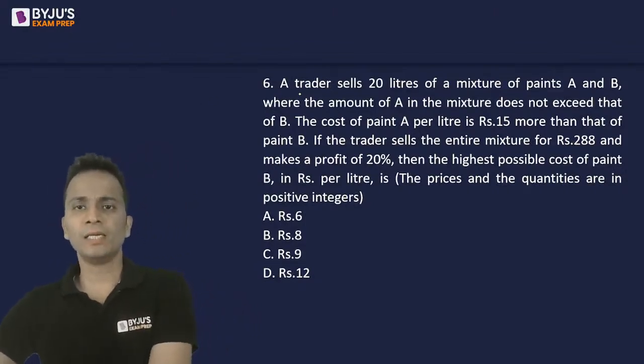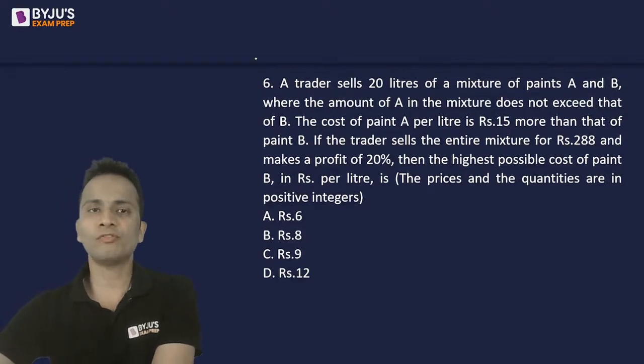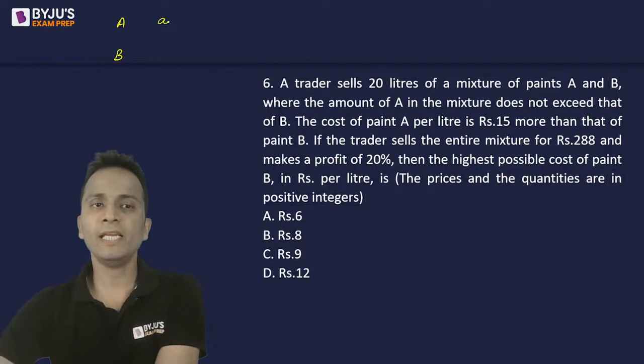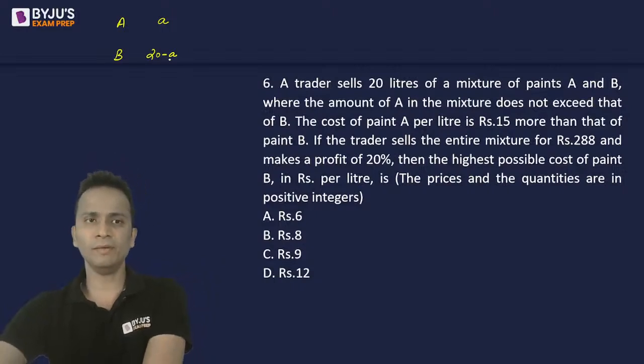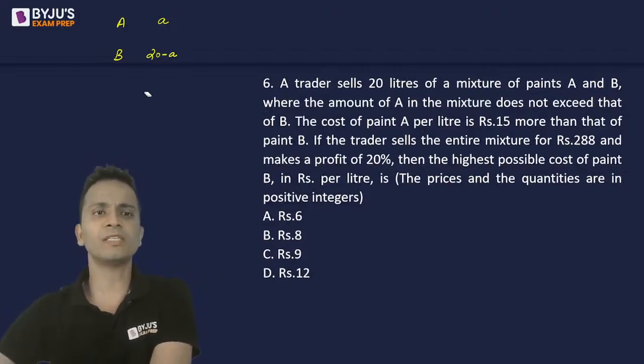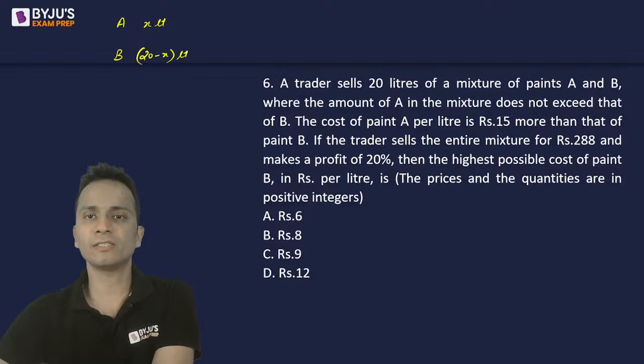Now trader A sells 20 liters of paint A and paint B. If the quantity of paint A is A liters, then the quantity of paint B will be 20 minus A liters. Or rather, we don't assume A and B, we assume X. So if this is X liters, then this is 20 minus X liters.